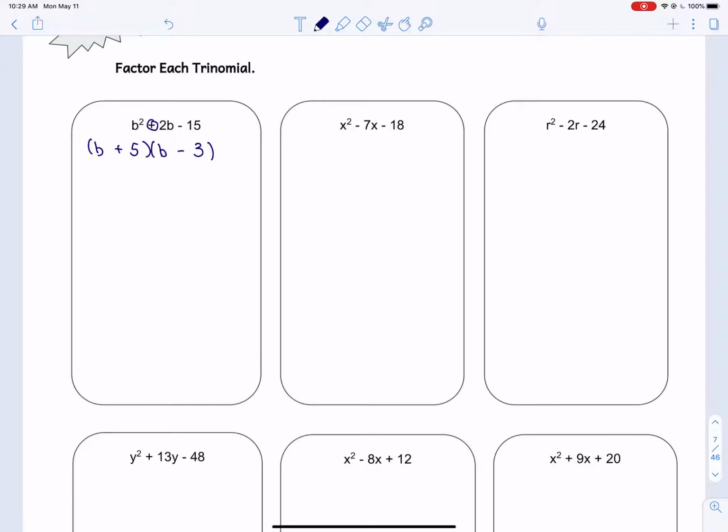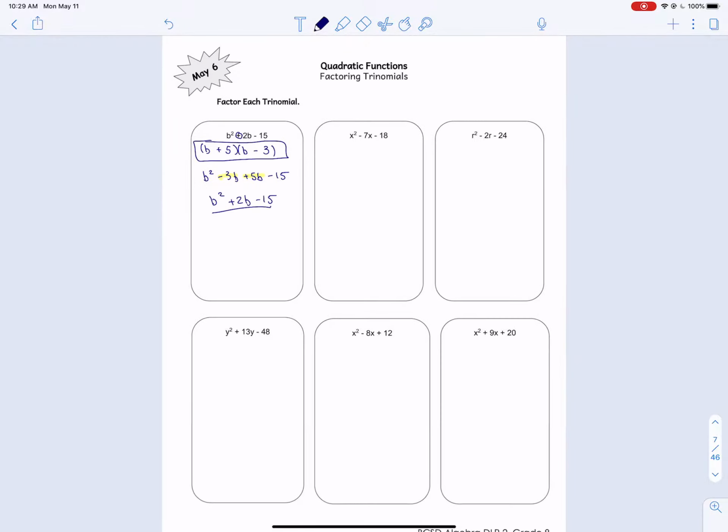So let's just multiply this out to make sure. We could also graph it and see if we get the same. So b times b is b squared. B times negative 3 is negative 3b. 5 times b is positive 5b. 5 times negative 3 is negative 15. We combine those two, and we get b squared plus 2b minus 15. Okay, so that's what we started with. So this must be our factors.